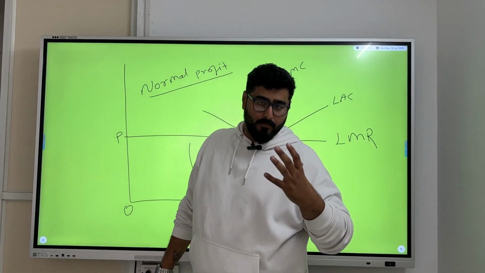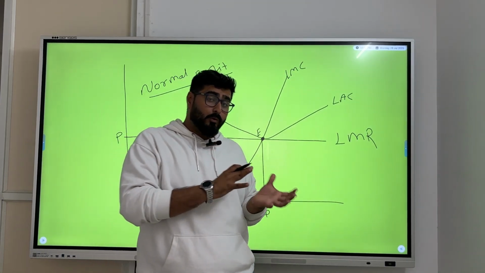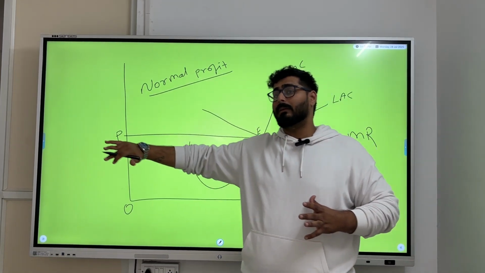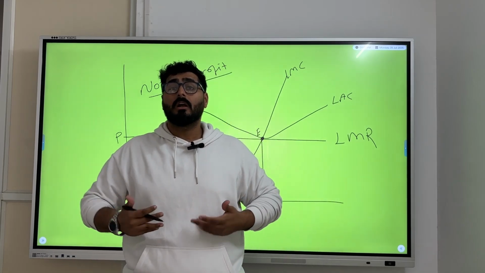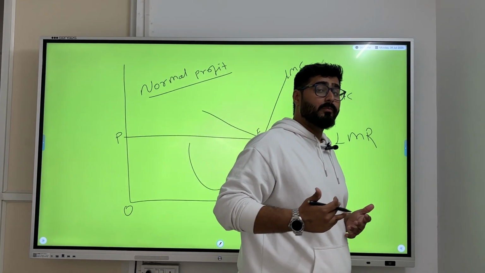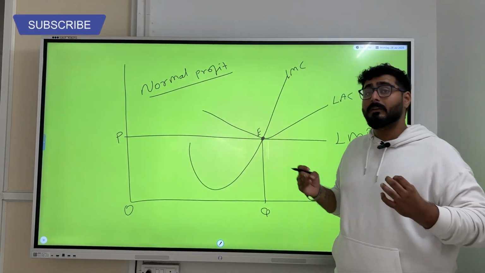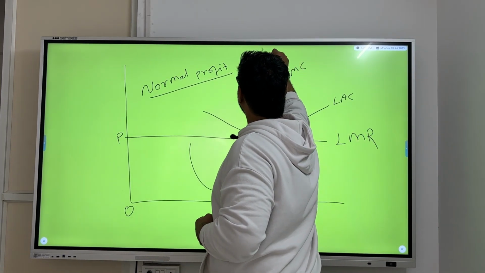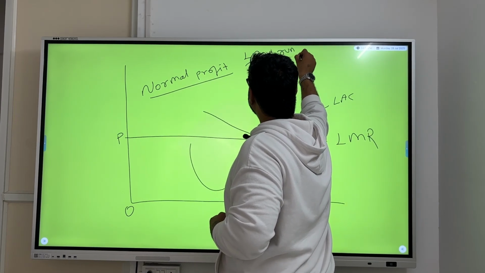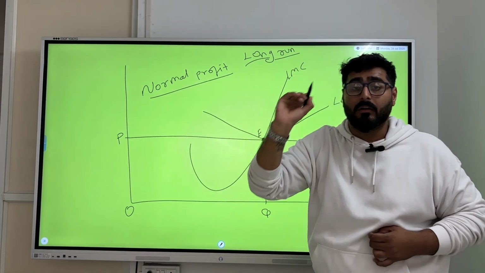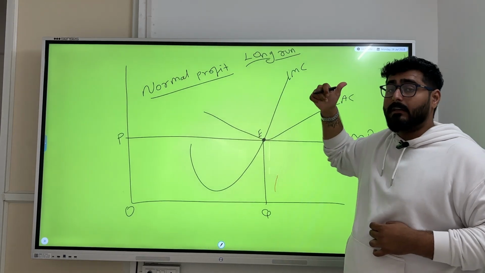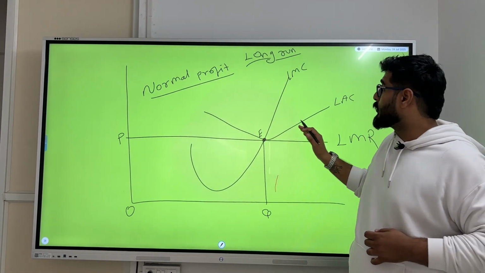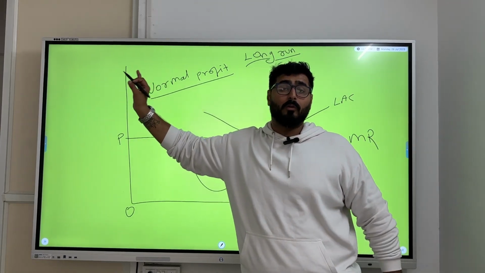And if firms are facing losses, a few firms will exit the market, so the loss they are making goes away, and the firms start to make normal profit. That's why a firm in a perfectly competitive market, in the long run, is never going to get supernormal profit, abnormal profit, or losses. It is always going to make normal profit only.